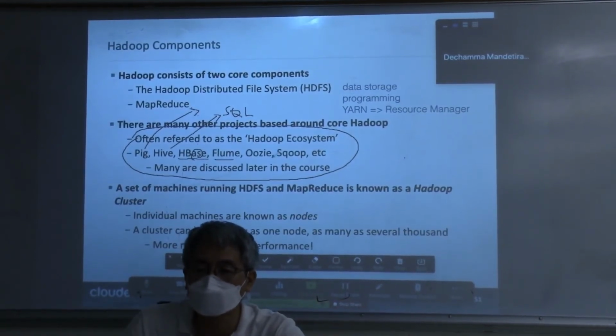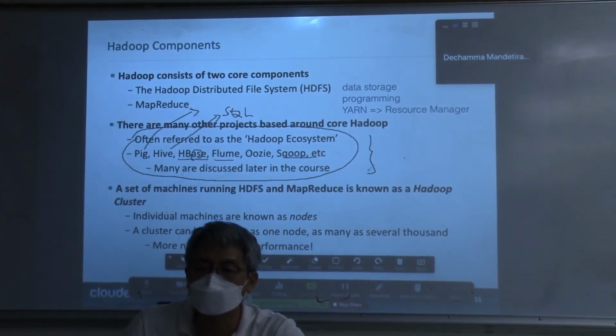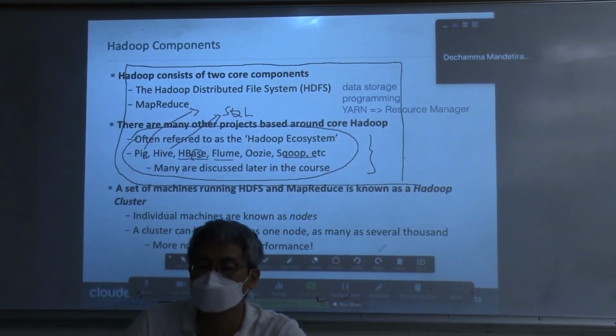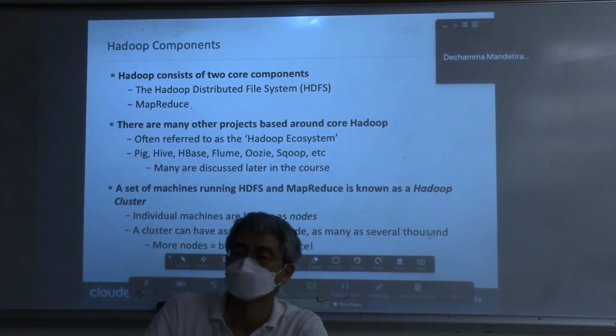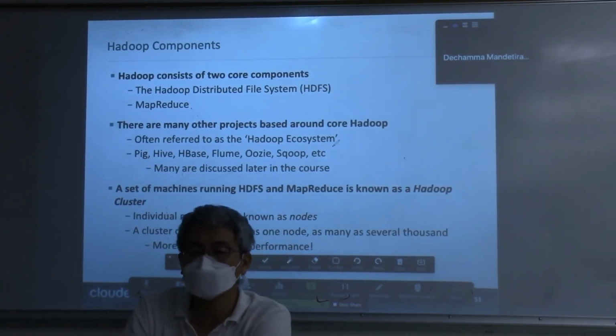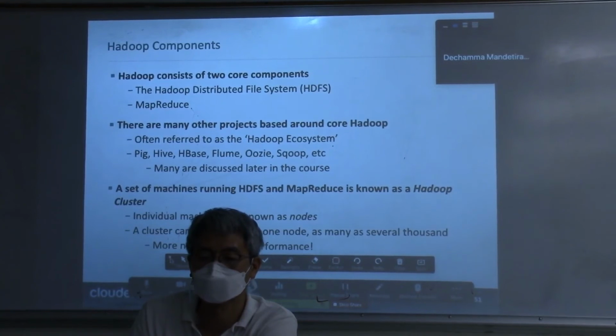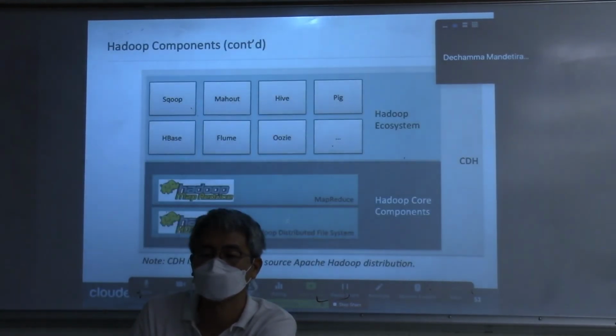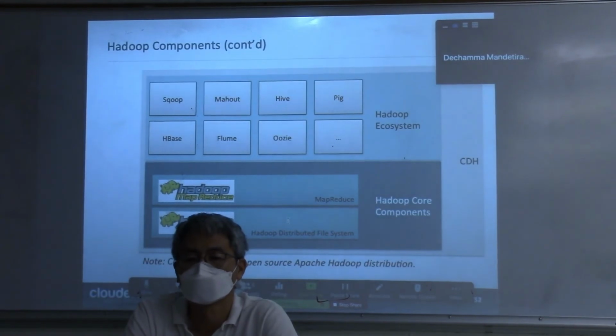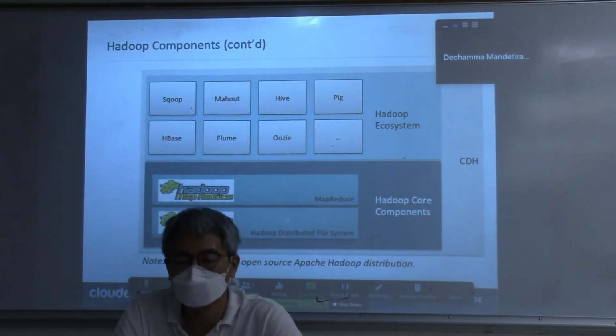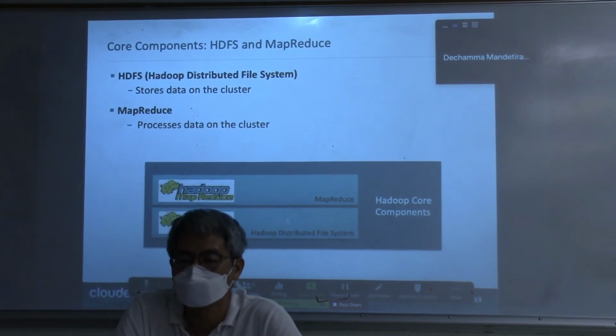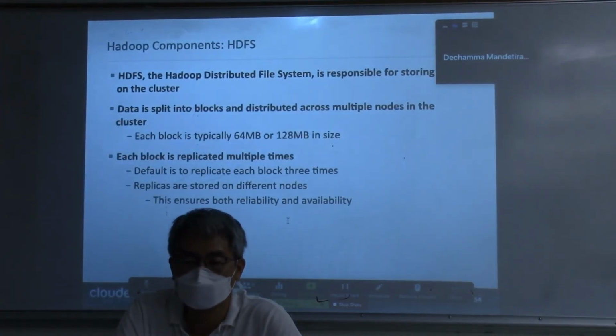Flume is data transfer, Sqoop is also data transfer. So we have many software. This is called the Hadoop Ecosystem. When we are talking about the Hadoop system, it combines all of this. So this is the illustration of the Hadoop system, and then MapReduce and HDFS.